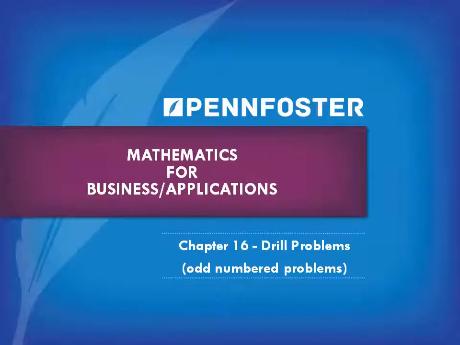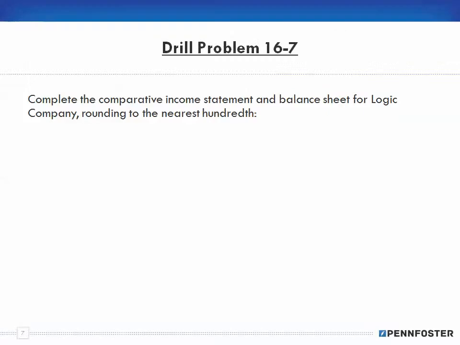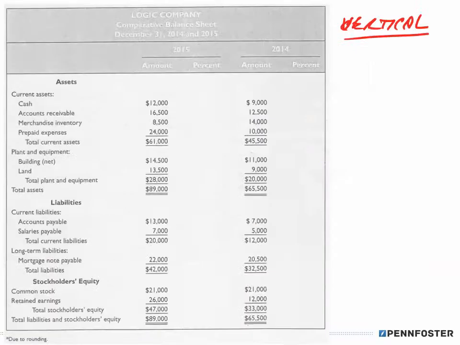Okay, and welcome back, students who are taking Math for Business and Finance and Math Applications, and we're doing the Chapter 16 drill problems, the odd number problems, and we were working on problem 16-7, which required an income statement and a balance sheet, a comparative analysis of both. In the last video, we did the income statement, and in this video, we are going to do the balance sheet.